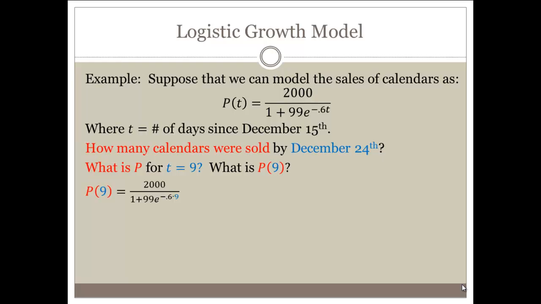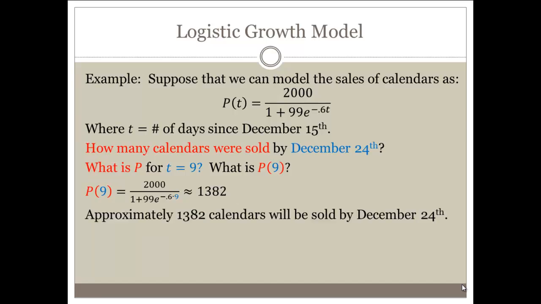Using our model, we can compute P of 9 as 2000 divided by 1 plus 99e to the negative 0.6 times 9, which comes to roughly 1382. So according to this model, approximately 1,382 calendars will be sold by December 24th.